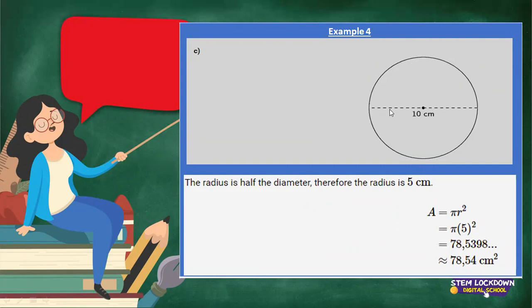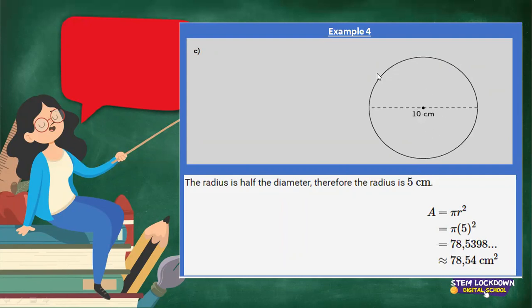So if you have a line going like this, that is the diameter. A line from the circumference passing through the center is the diameter. So this diameter is 10, you need to get the radius, you will half it. So radius is half of diameter. Diameter is 2 radii. So now radius will be 10 over 2, and that will be 5.